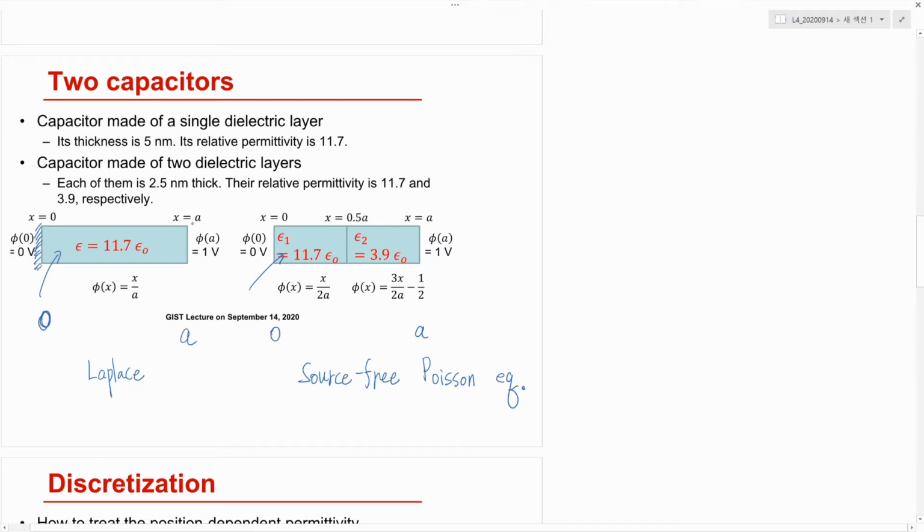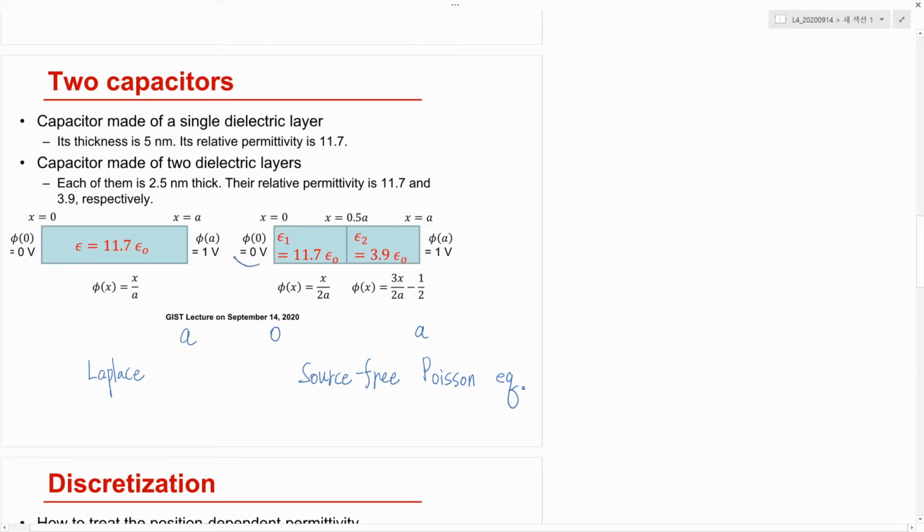Also at the end of these two samples, we have so-called contacts. Here we have applied 0 volt to the left contact and 1 volt to the right contact. Also in the right sample, we have applied 0 volt at x equal to 0 and 1 volt at x equal to a. Up to now, everything looks quite identical. Left sample and right sample have the same length and same bias condition. However, the difference between them is now discussed.